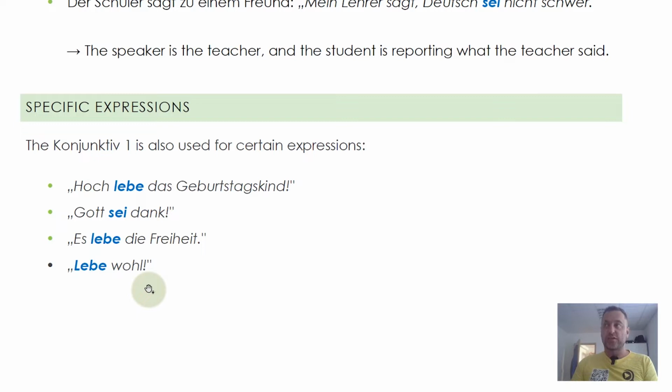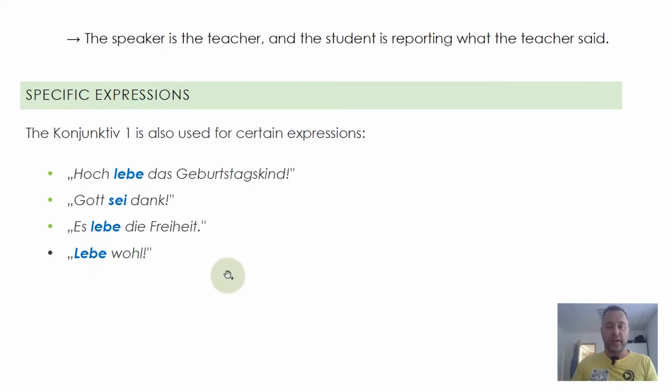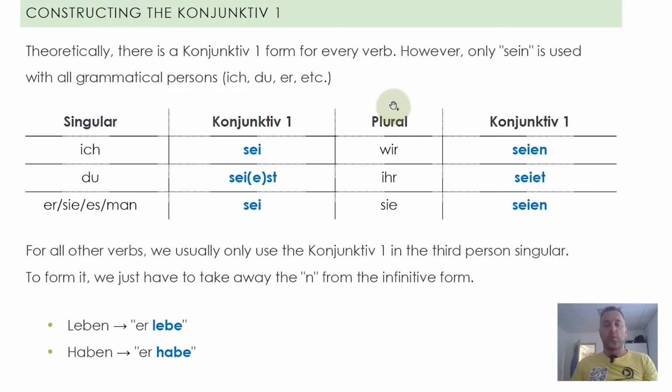Lebewohl is goodbye forever. So there, it's the goodbye, you know already, tschüss or whatever. But Lebewohl really means I'm saying goodbye forever. So never ever see you again. That's the intention of Lebewohl. And that's also the verb leben in its Konjunktiv 1 version.